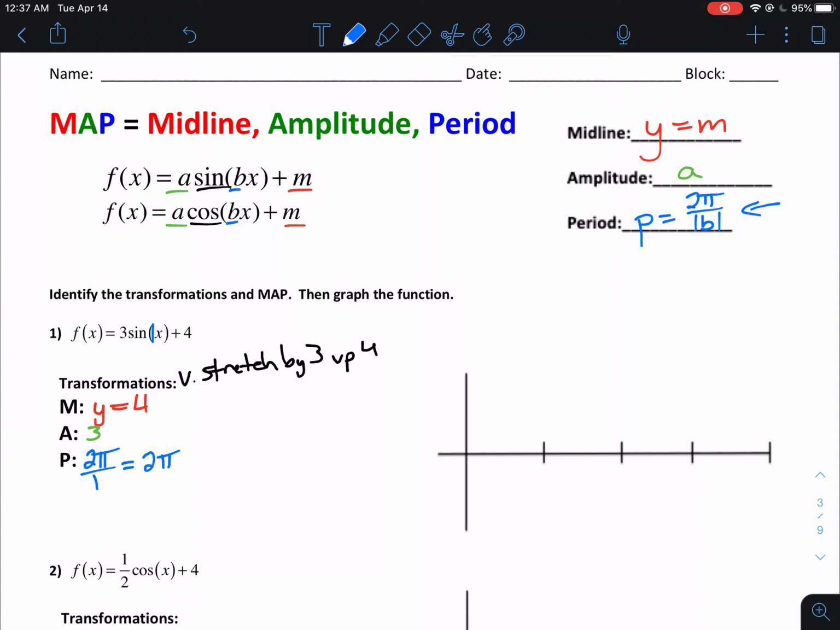First off, the period is going to tell you how to label your x-axis. We're going to go from 0 to 2 pi, and then if you want to think about how that would be split up, halfway would be pi, halfway of that would be pi over 2, and then 3 pi over 2 would be your halfway between pi and 2 pi.